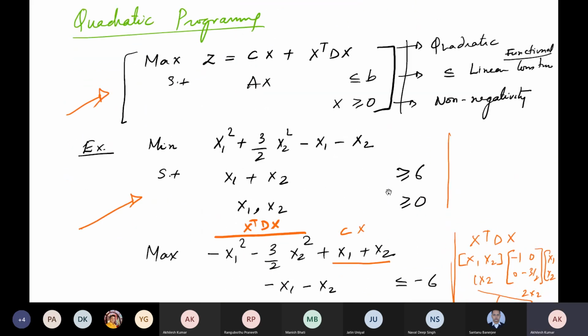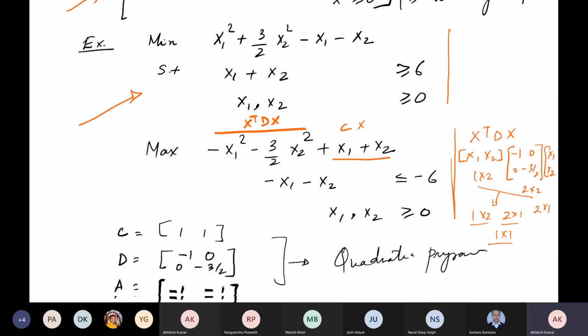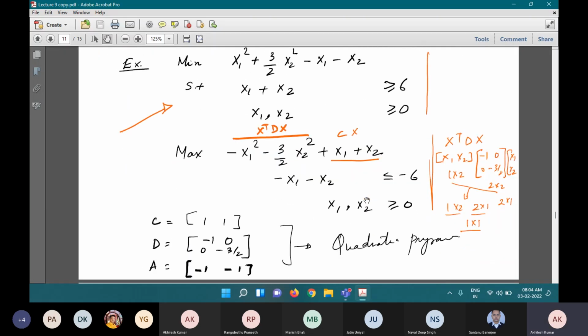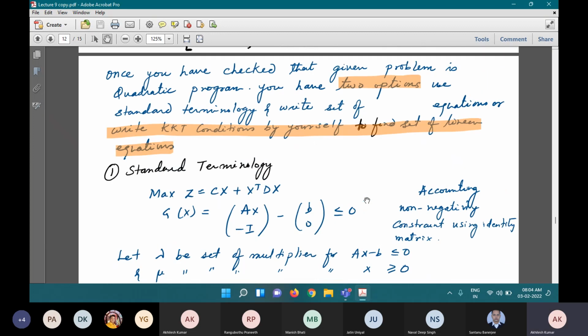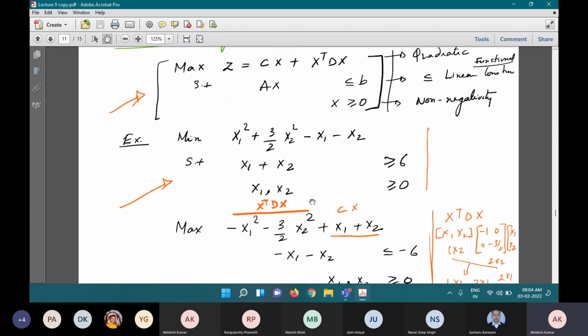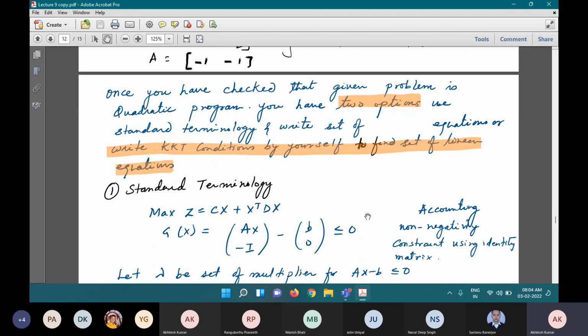Yes, sir. I have shown you how to find CDA. So I have tried to write it as if I'm presenting. Once you have checked that it is in this form, Cx plus x transpose Dx, there are two options, and both of them are actually KKT conditions only. One is standard terminology, and the other is deriving your own KKT conditions, what we were doing last time.